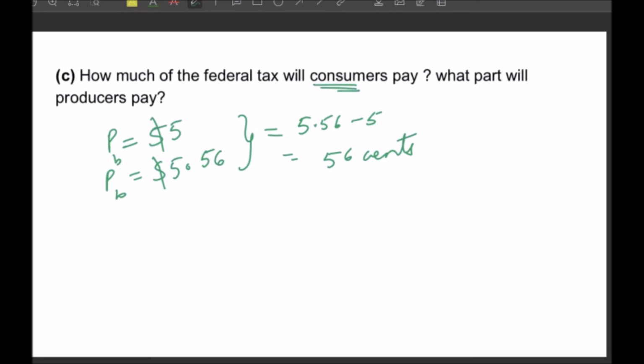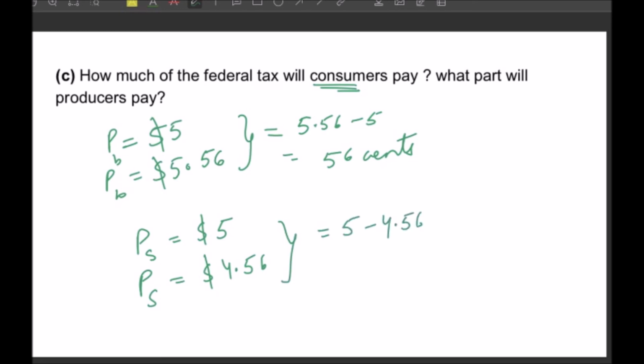Next, what part will the producers pay? Producers earlier were receiving $5 when there was no tax, but after tax they received only $4.56. Hence, 5 minus 4.56 is equal to 44 cents or $0.44. Hence, the consumers pay 56% of the $1 tax and producers pay 44% of the $1 tax. So this completes our question.